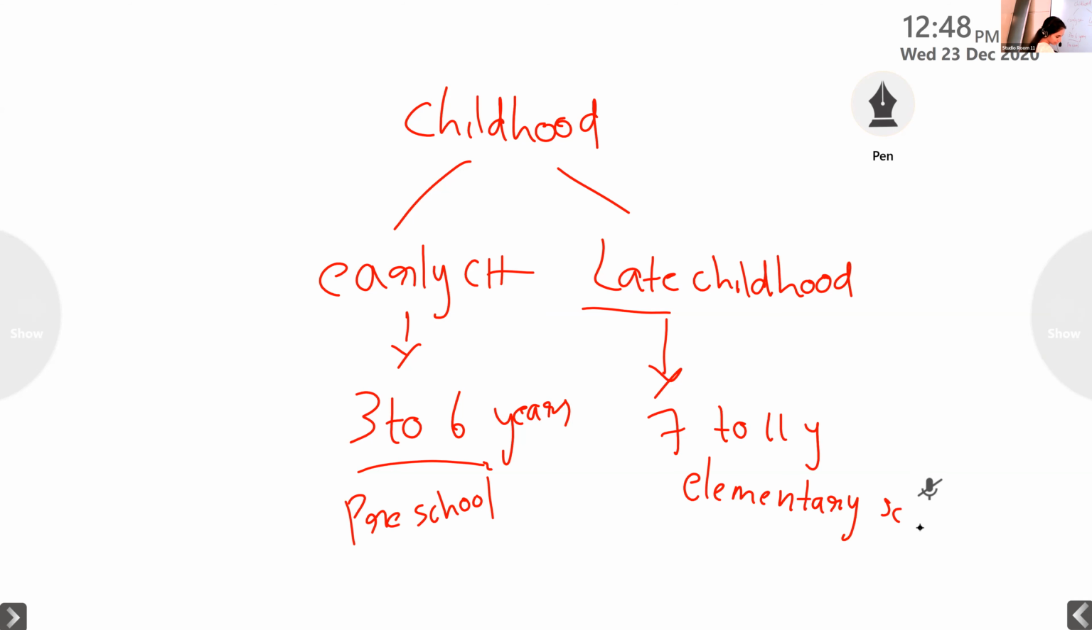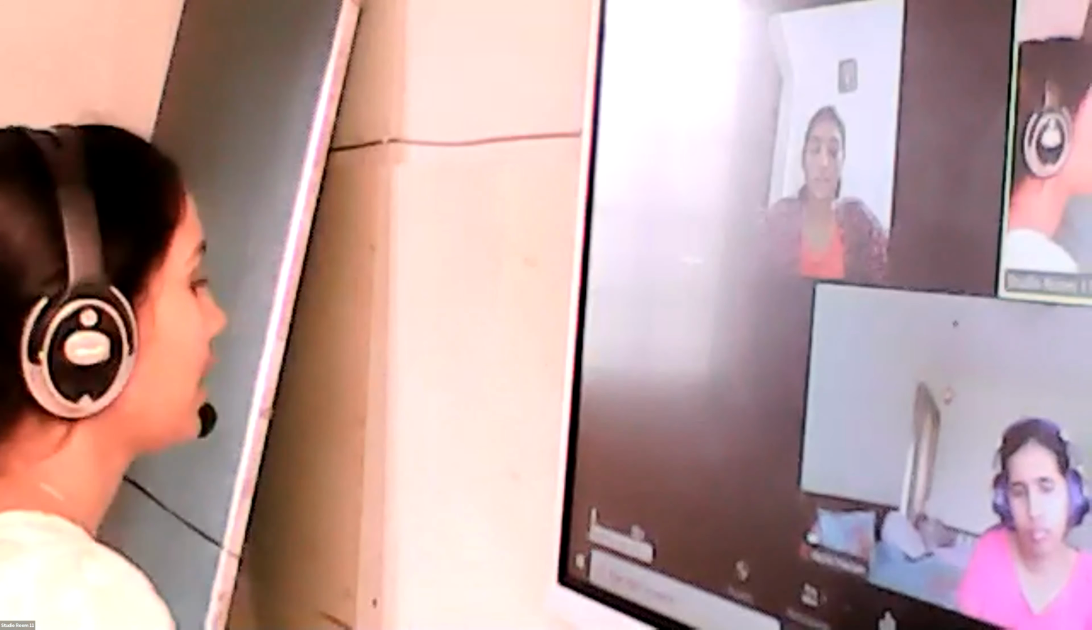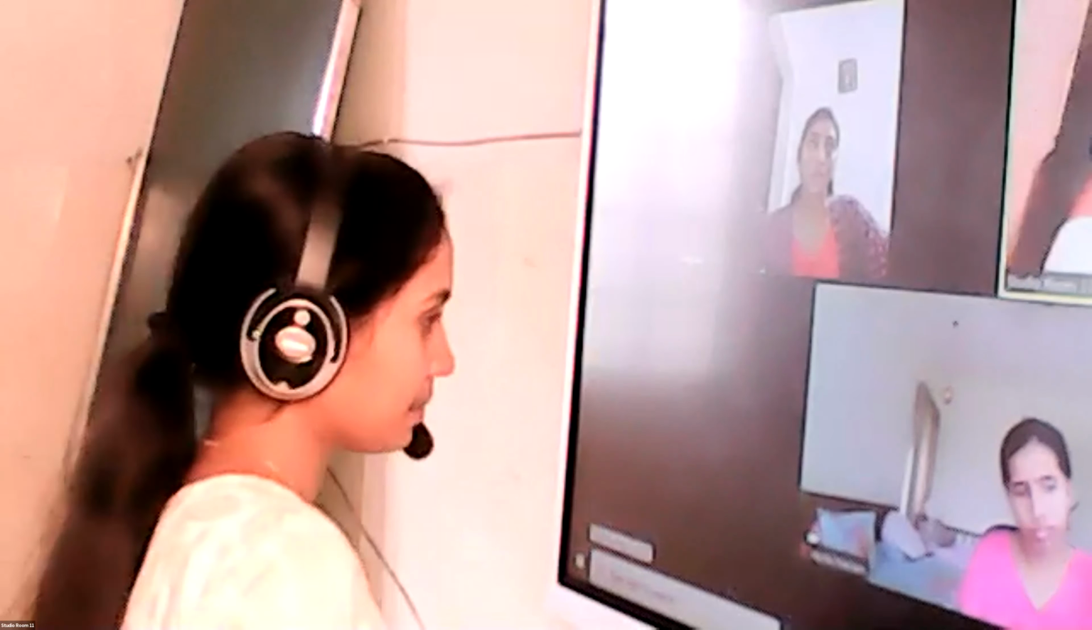During the early childhood stage, what developments do you think happen? Meghna. They are the preschoolers. I don't need that, just general. Physical. Increase in height, weight. Then anything to add?